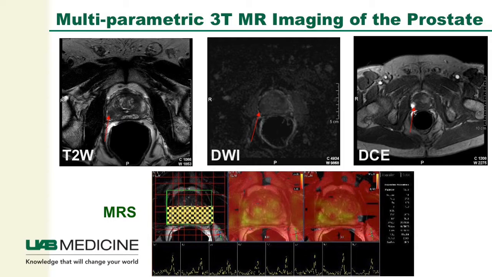Here on the images you can see areas of hypointensity on the T2 weighted image, hypointensity on the apparent diffusion coefficient image of the diffusion weighted imaging, and then early enhancement on the dynamic contrast enhanced scan.